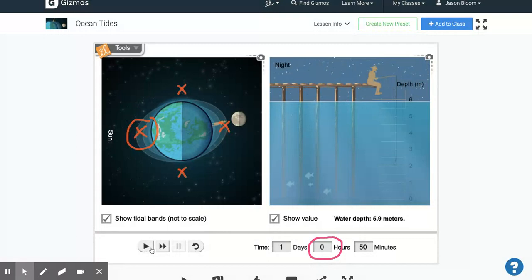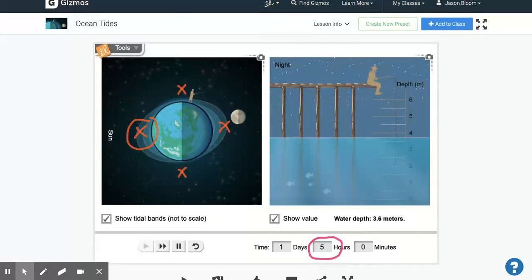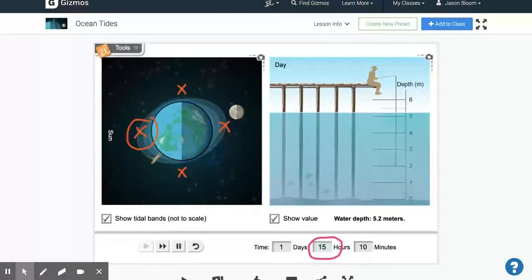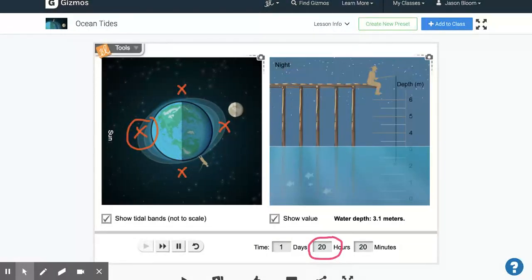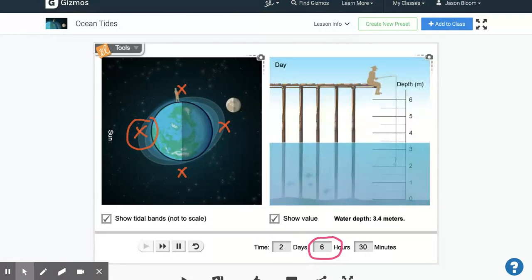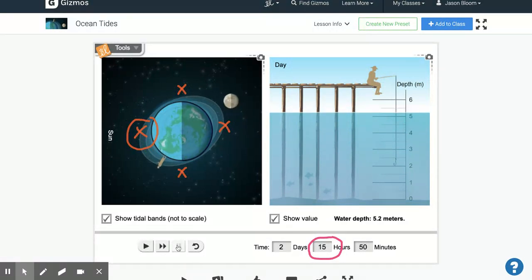If you noticed again, the Earth is rotating, so the tides change throughout the day. As the tides are changing, the water level is either rising or falling, rising into high tide, falling into low tide. Of course, you have your in-betweens as well as the water's rising and falling. Now, there's one more thing that we haven't talked about yet.